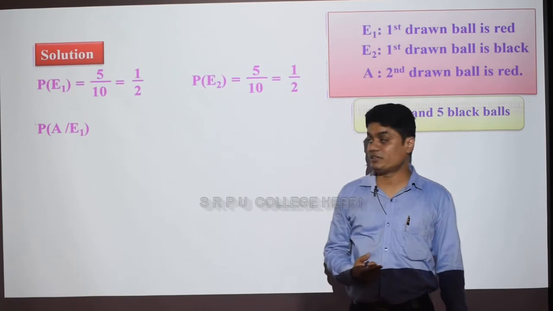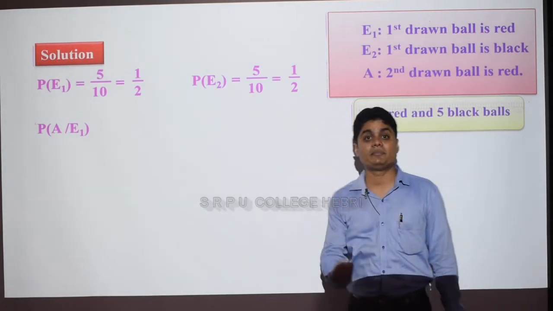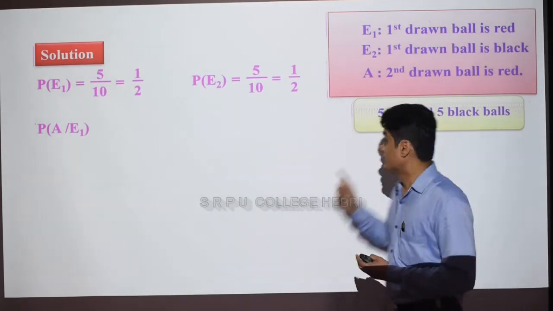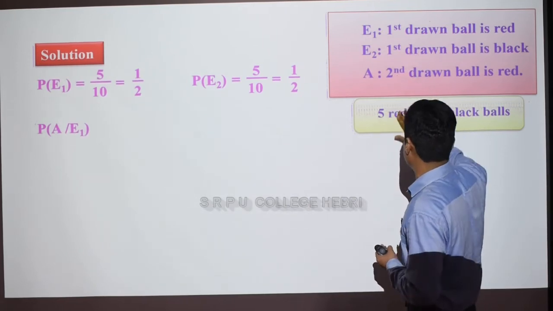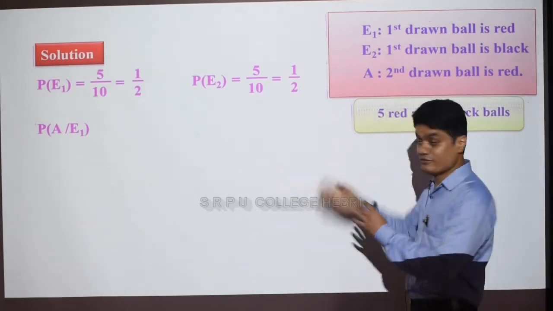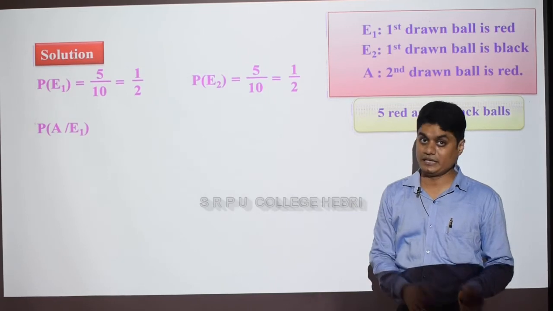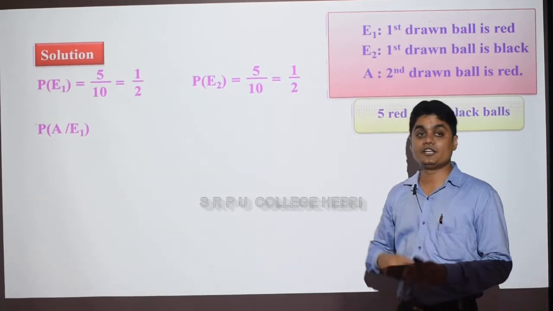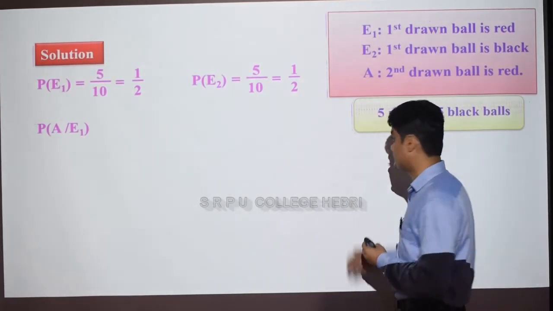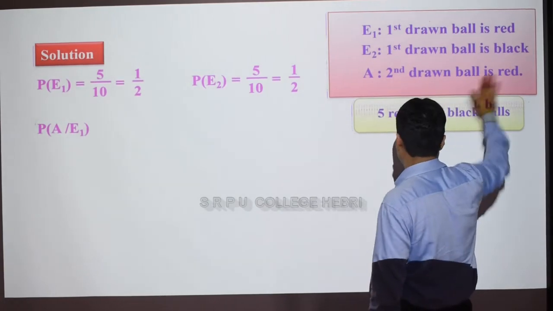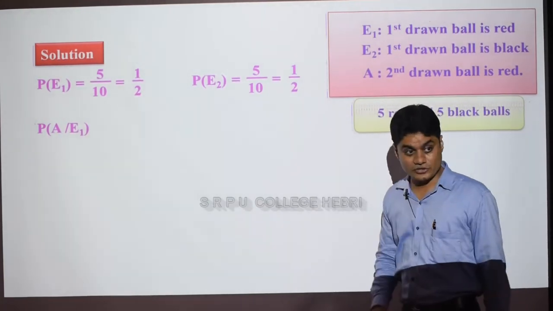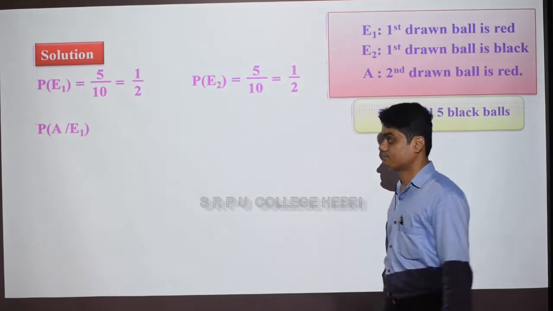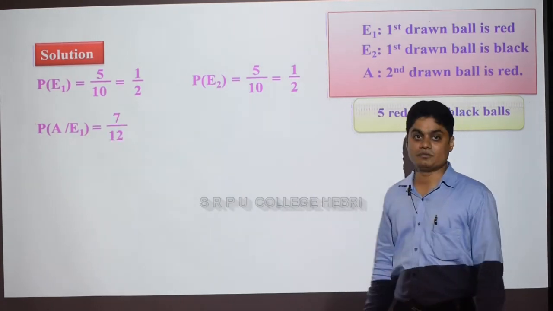Probability of A given E1: what do you mean by probability of A given E1? The first ball, you already know, is red. E1 has already happened, remember, and you are finding the probability of A, that is, the second drawn ball is red. The first selected ball is red, the second ball is also red. Okay, so what is the condition? Why is it 7 by 12?